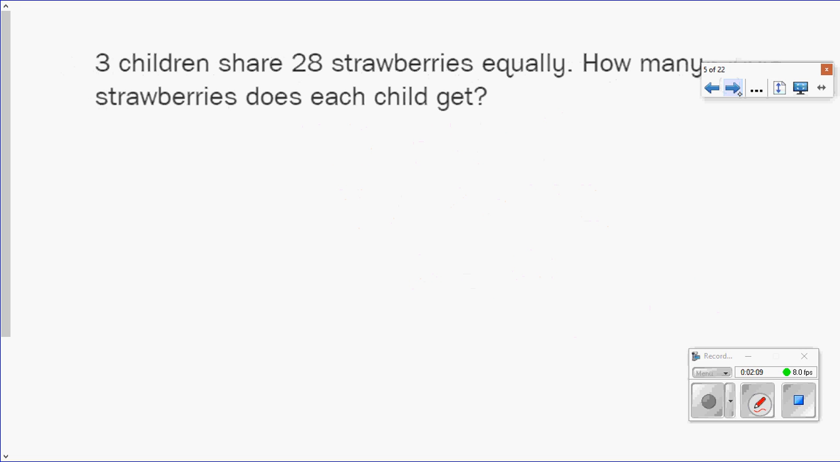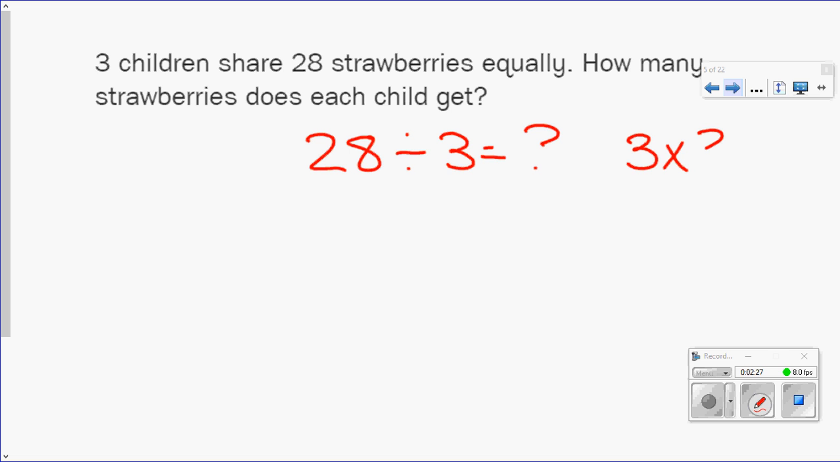All right, on the last one, 3 children share 28 strawberries equally. How many strawberries does each one get? This one's a little more tricky, okay, because once again, I could be looking at that and saying 28 divided by 3 equals what? Or is there anything I can multiply by 3 to get to 28? Well, if you know your 3 facts, you know that 3 times 9 equals 27. So that's going to give me 1 left over. So this one doesn't work out as nicely.